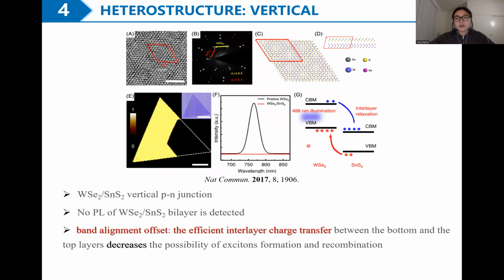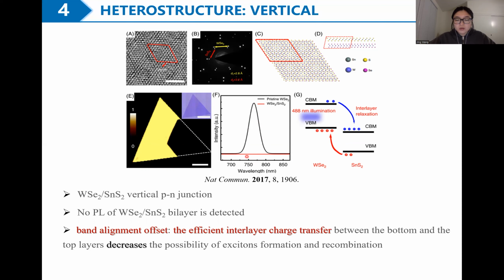Then what about the vertical heterostructure? Take the PN junction constituted by stacked SnS2 over WSe2 as an example. From figure E, we can see that the vertical junction quenches most of the PL intensity, while PL is obviously stimulated from the bottom monolayer of WSe2. Figure F shows the pristine WSe2 PL peak, while no PL of the heterojunction is detected.